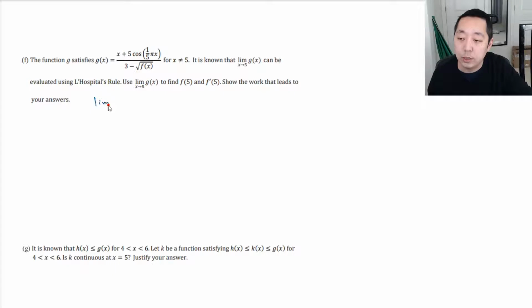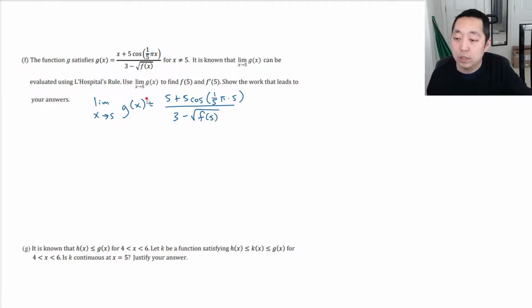So let's try to evaluate this limit first by plugging in 5 here. It's going to be 5 plus 5 cosine of 1/5 pi times 5, divided by 3 minus square root of f of 5. So this is me attempting to plug in 5. And if I can use L'Hopital's rule, this needs to become 0 over 0. So let's see, this is cosine of pi. Cosine of pi is negative 1. So this is 5 minus 5 over 3 minus square root of f of 5.